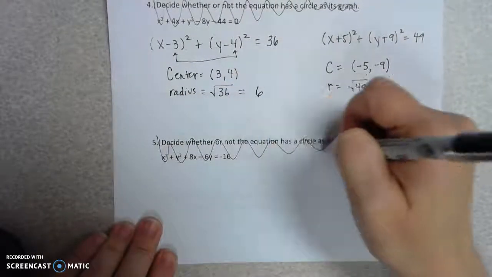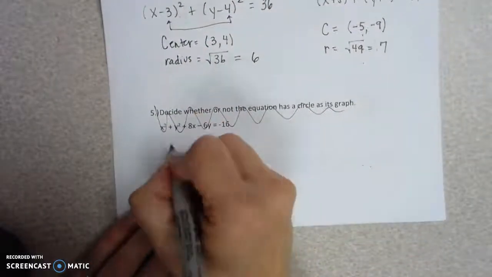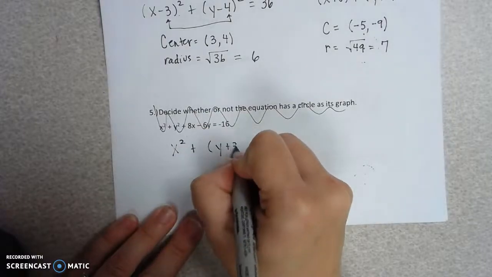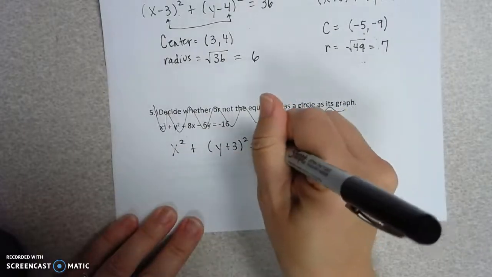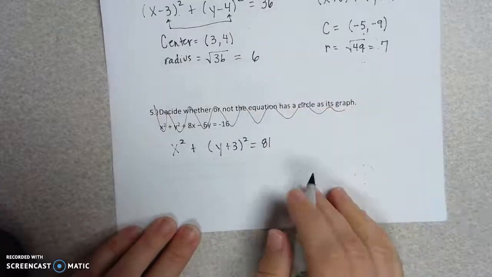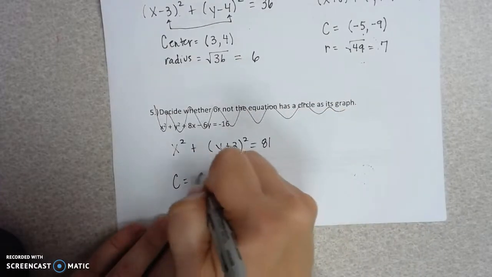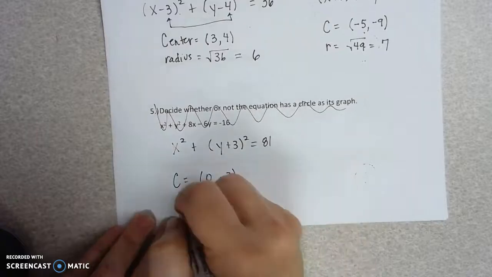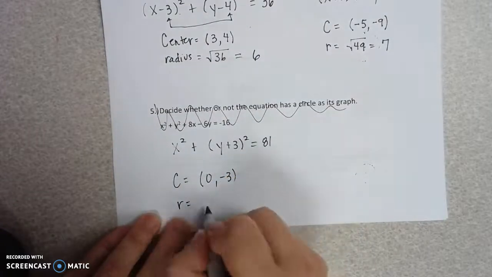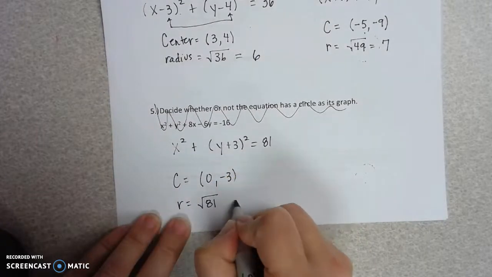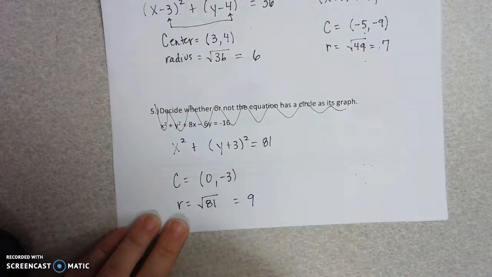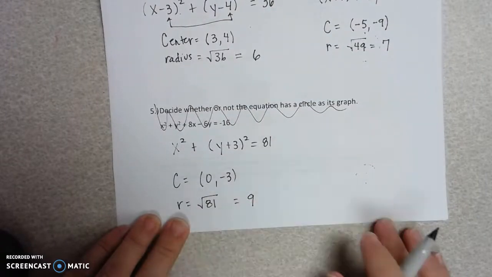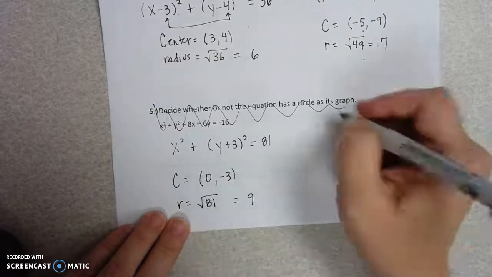So don't worry about number 5. Let's say we had x squared plus y plus 3 squared equals 81. My center is going to be at 0, negative 3. My radius will be 9. Remember, if it says just x squared, 0 is your h or your k.